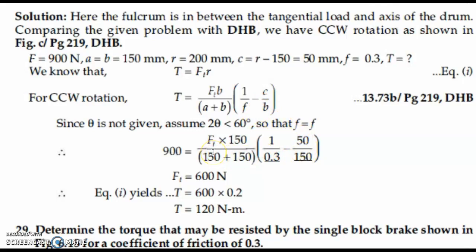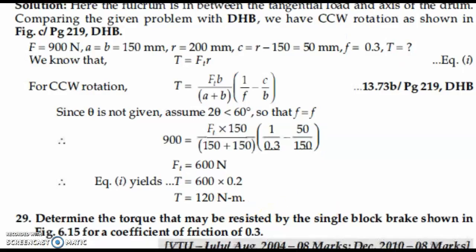If we substitute these values with our calculator, we will get Ft equal to 600 Newton. Once we have Ft as 600 Newton, we can find T is equal to 600 into 0.2. That is in terms of meters, because the radius is given as 200 mm, so it is 0.2 in terms of meters. So the torque will become 120 Newton meter. That is the answer they are asking for.